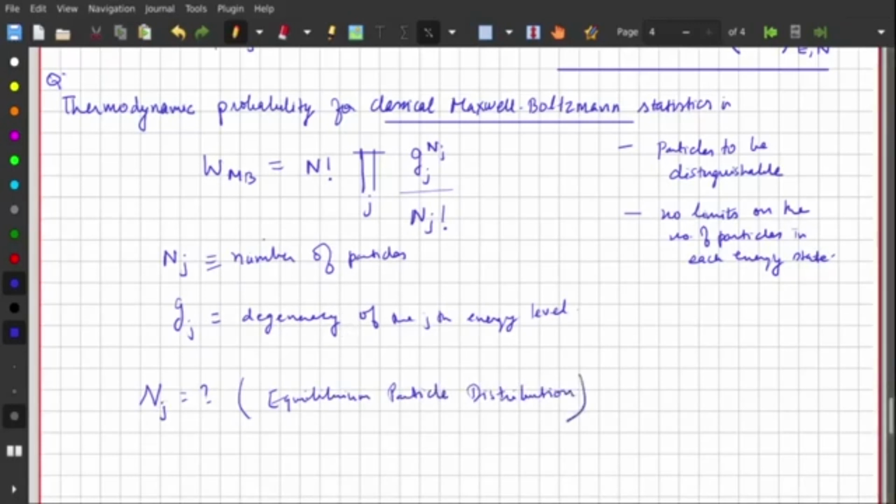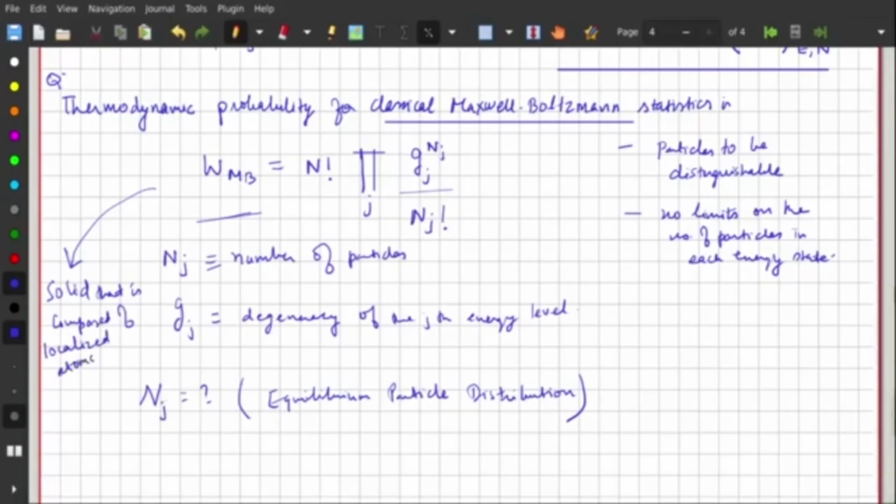You can think about an example of this kind of statistics in a more practical sense: a solid that is composed of localized atoms at distinguishable lattice sites.